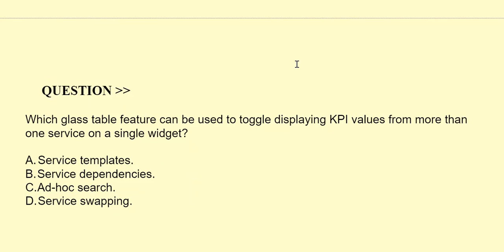Which glass table feature can be used to toggle displaying KPI value from more than one service in a single widget? Option A. Service templates. Option B. Service dependencies. Option C. Ad hoc search. Option D. Service swapping.